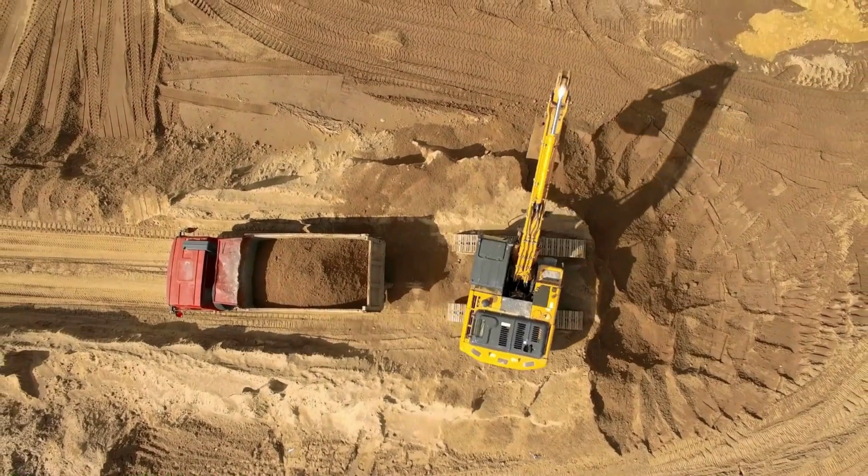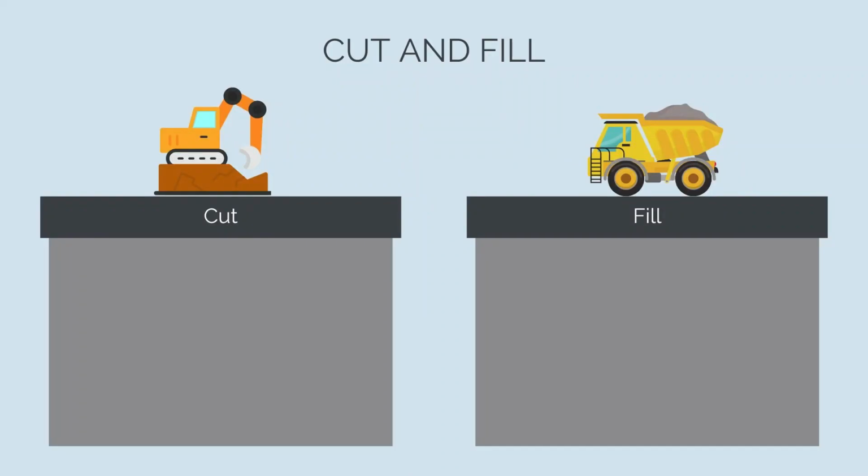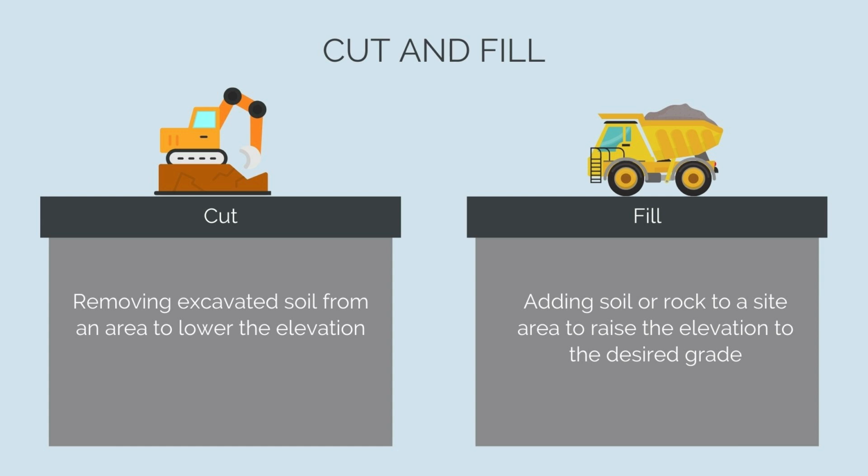Next, we're going to talk about some basic earthworks concepts and definitions. If we're talking about an earthworks quantity takeoff, the first thing you need to understand is cut and fill. You'll hear these two terms thrown around all the time when people talk about earthworks. Cut is another word for excavate. So it's basically the process of removing excavated soil from an area to lower the elevation. And then there's fill. Fill is the opposite of doing a cut. So it's adding soil or rock to a site to raise the elevation to the desired level. So when we talk about earthworks quantities, they'll always talk about cut volumes and fill volumes.